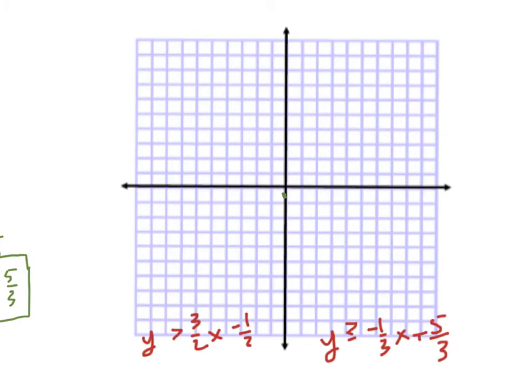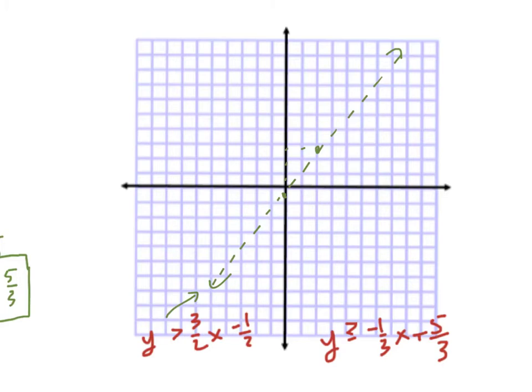and I'm going to go up 3 over 2. It's a positive slope. And y is greater than, so the line for this is going to be a dotted line. So there's my equation for this particular one. I'm going to graph the other equation. I'll use a different color.